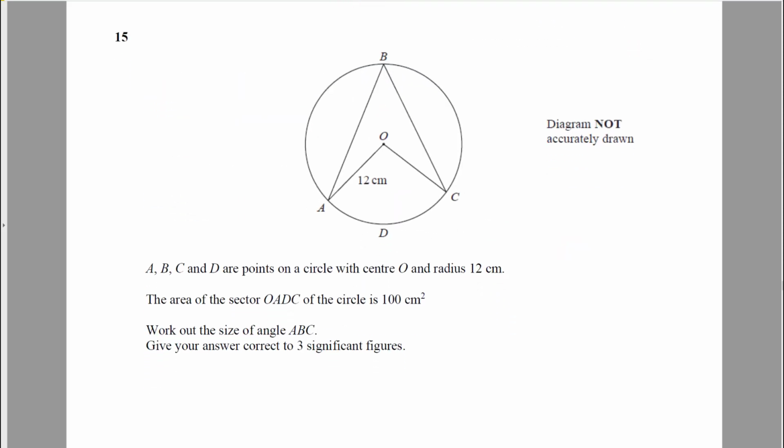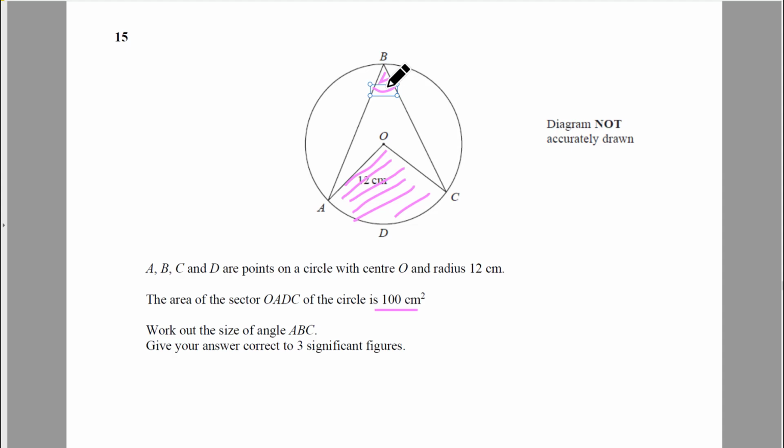Question 15. What is this? Is it circle theorems? Let's have a think. Work out the size of angle ABC. Okay, so it is a type of circle theorem. Applied circle theorem, no problem. So this is a sector here. That area is 100. And this is the angle we need to find. So this is actually easily doable.